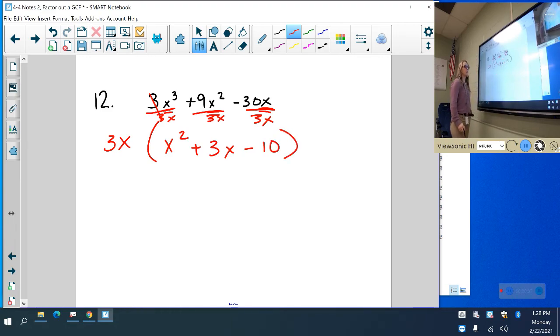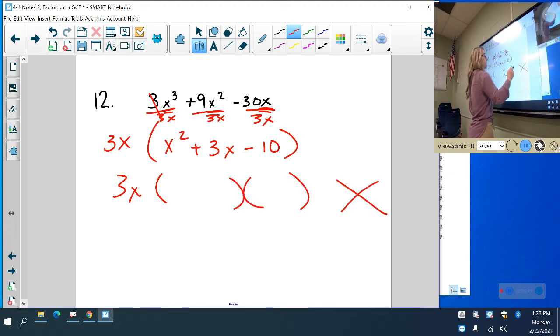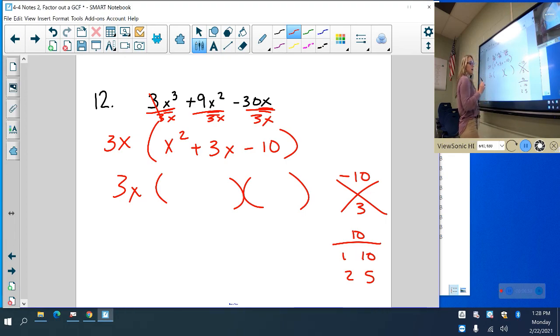10. Now I can go ahead and FOIL from there, or factor from there. I have 1 times negative 10 is negative 10. That adds up to 3. Factors of 10, 1 and 10, 2 and 5. So I need something that multiplies to negative 10 and adds to 3. Well, positive 5 and negative 2. 5 minus 2 is 3. 5 times negative 2 is negative 10. So they're negative 2 and 5. So I have x minus 2 and x plus 5.